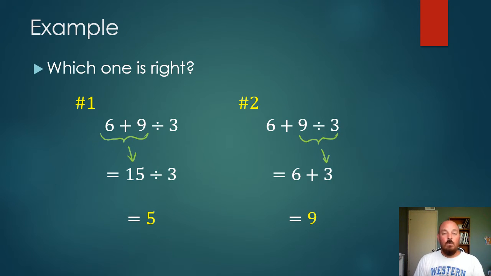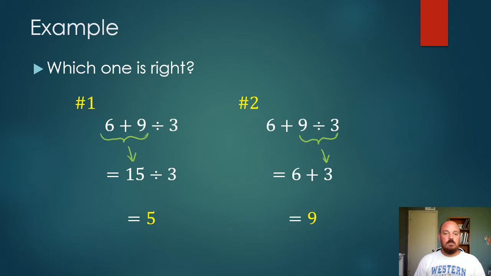Now the correct way to do this question is number 2. The common mistake is people think, I'm just going to go from left to right. I'm just going to start with the first number I see, the 6, and start doing whatever I see. And that's not the way math is done. Math has what's called order of operations, and in this case, the dividing part should have gone first.